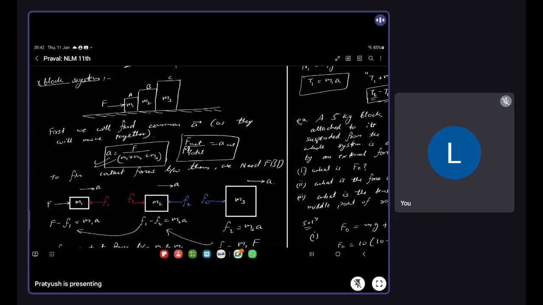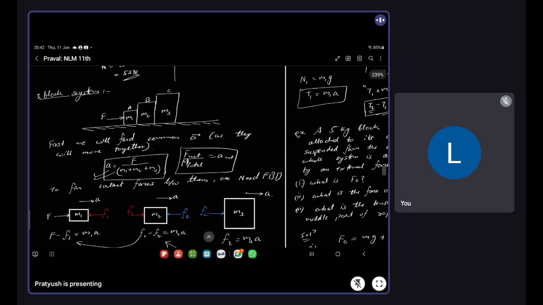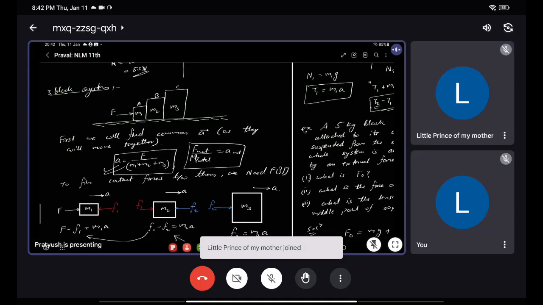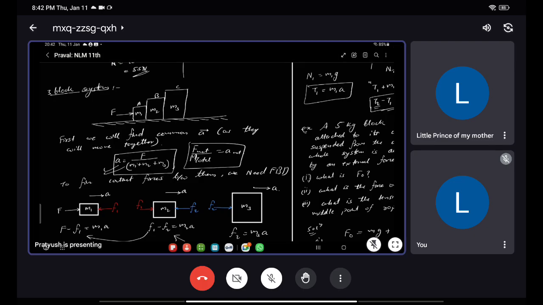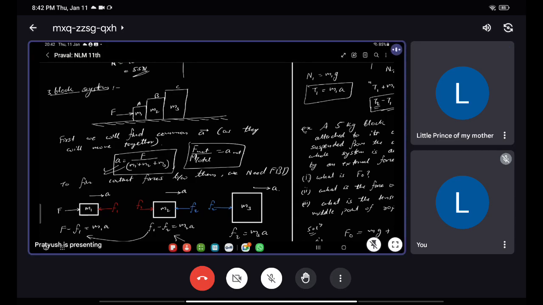Have you seen three block system? Okay, three block system. Have you seen it, Hemant? Yes, Hemant. Have you seen three block system? Hello. So we are discussing it, sir. We were discussing it. Fine.